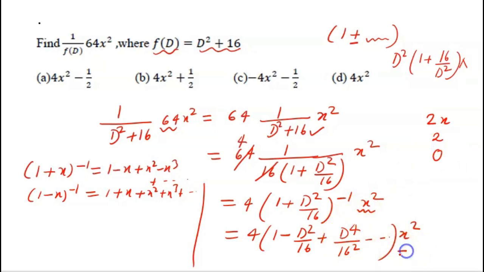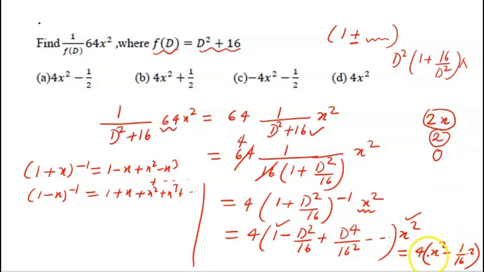So basically what will be the answer? 1 into x square is x square, and minus 1 by 16 is the constant, and d square of x square is what? It means you have to differentiate x square 2 times. So the first derivative will give you 2x, the second derivative will give you 2. So I will be getting 2 here, right?